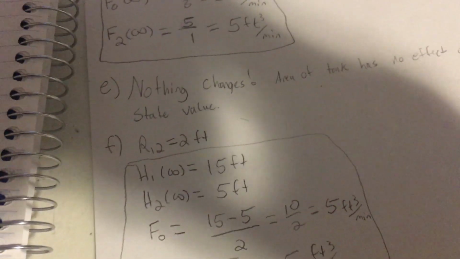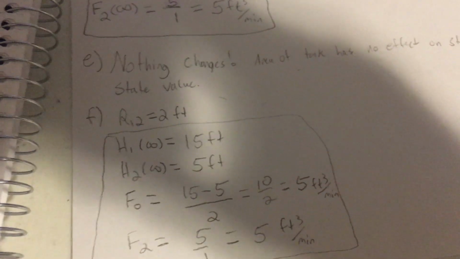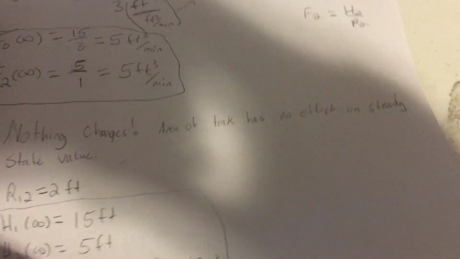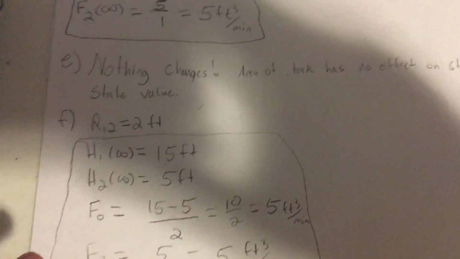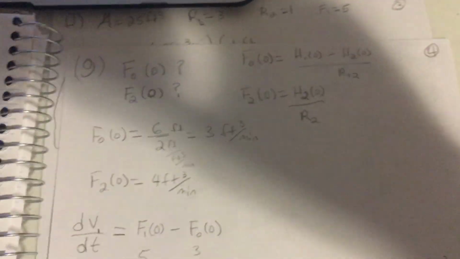For F, they just changed one of the values. After everything you just watched, you should be able to get through F without any help. And then now let's move to the last page. This is for G.